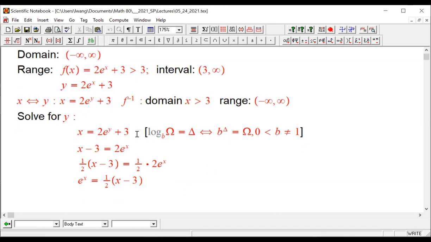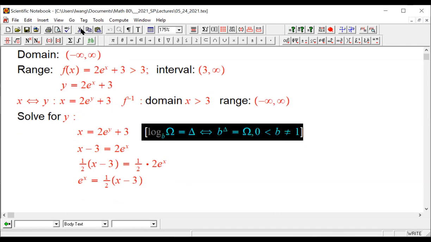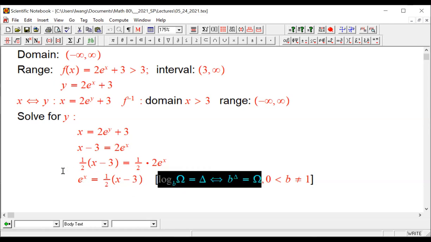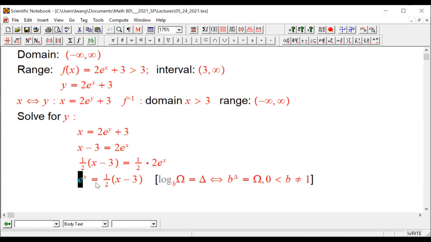Now we can apply the definition. Let's see how we apply it. We have e to the power x. In this definition, which part is a power? The base is e, so this is e, and this is ln. And we don't have to specify the b anymore because b is automatically not equal to 1 and larger than 0.